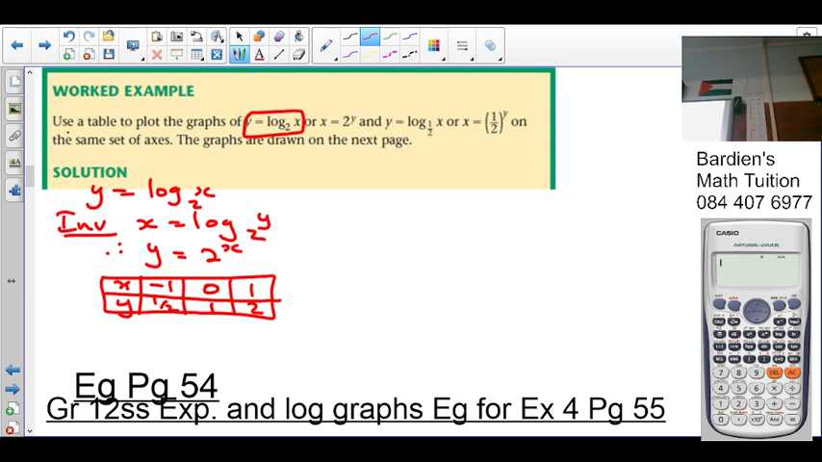Remember the question says use your table to plot a graph of y is equal to log x base 2. So what graph must we draw? The log graph, the function. Can you see that, people? This is the inverse function here. This is, yes? So if it's inverse, isn't y supposed to be negative 1, 0, 1? If it's inverse. I'm getting it.